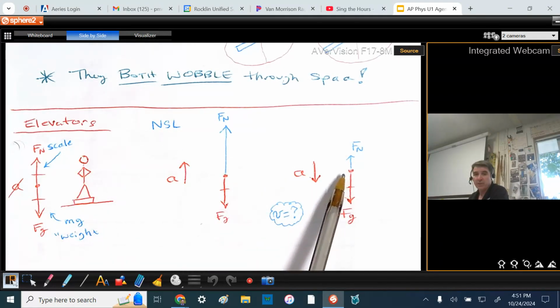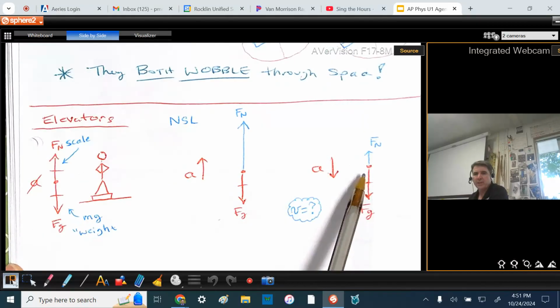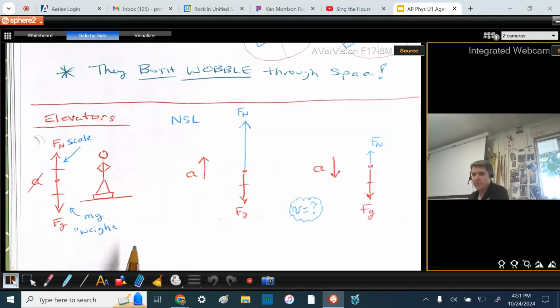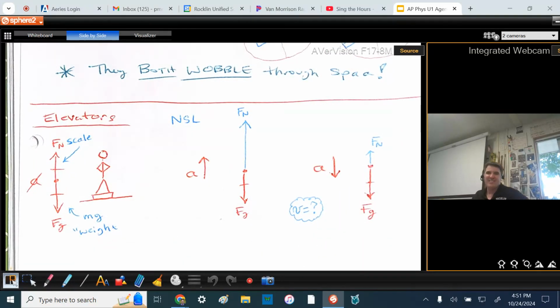In this one, the scale would read lighter. And so, hopefully that helps you answer those questions with respect to Newton's second law on that quiz.